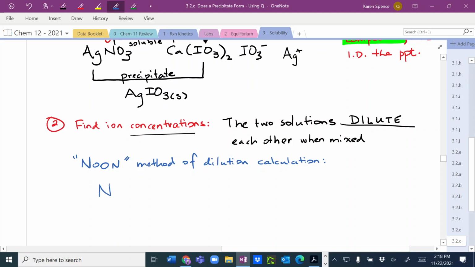And how it works is we have our new concentration is equal to our old concentration times our old volume over our new volume.